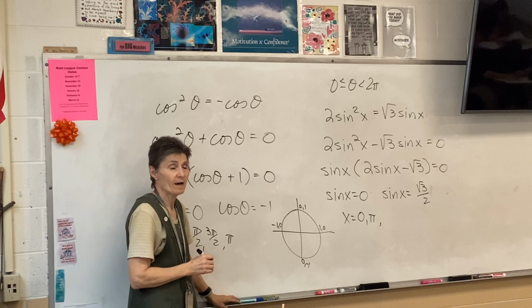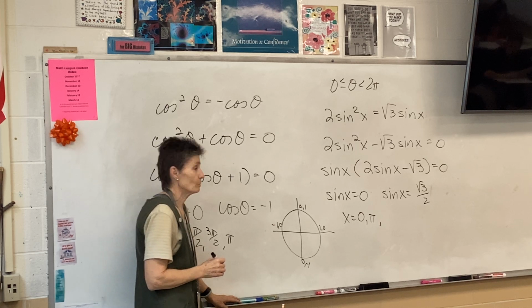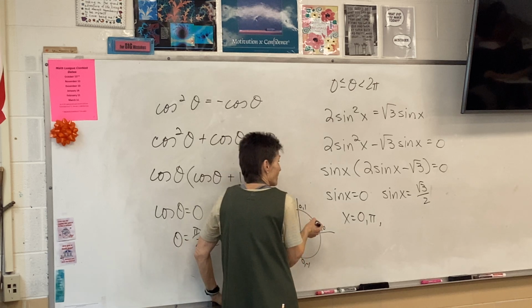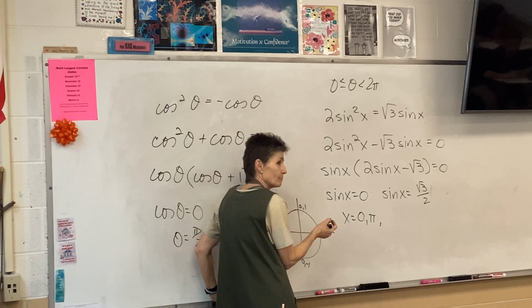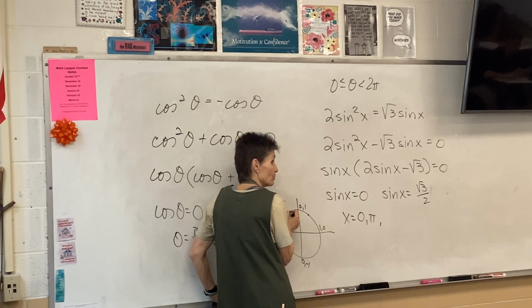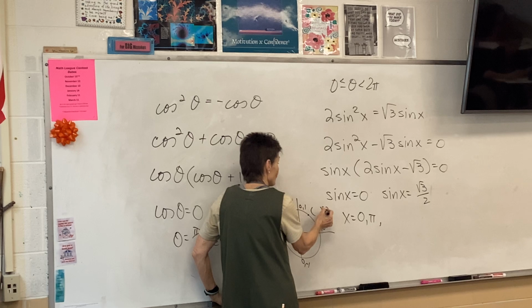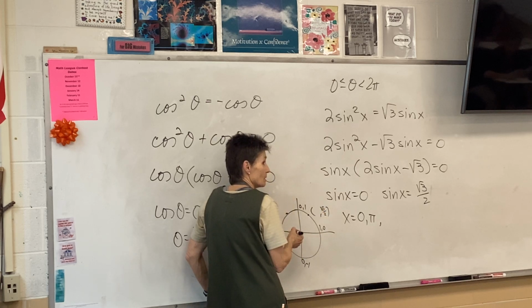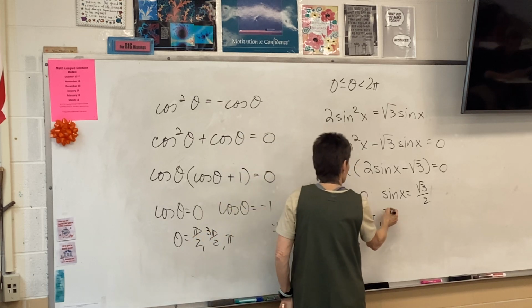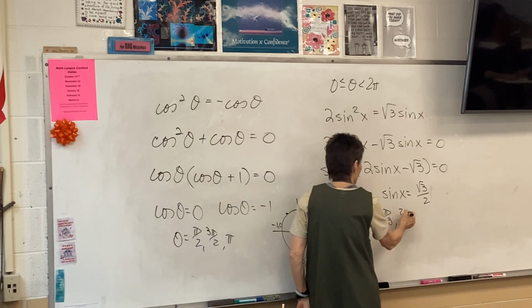Where does the sine equal root 3 over 2? Here or here, would you agree? And what are those angles? If the sine is root 3 over 2, pi over 3, and then in the second quadrant, 2 pi over 3.